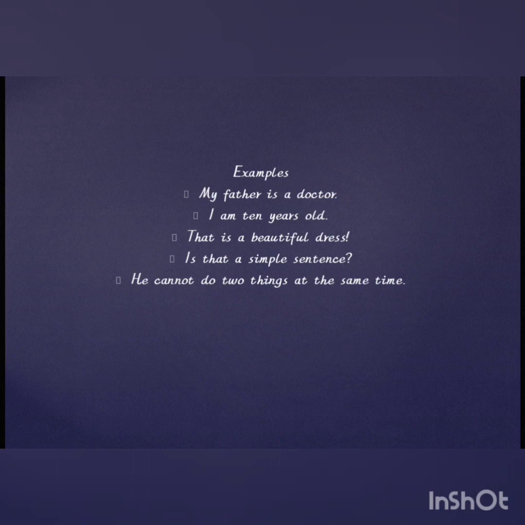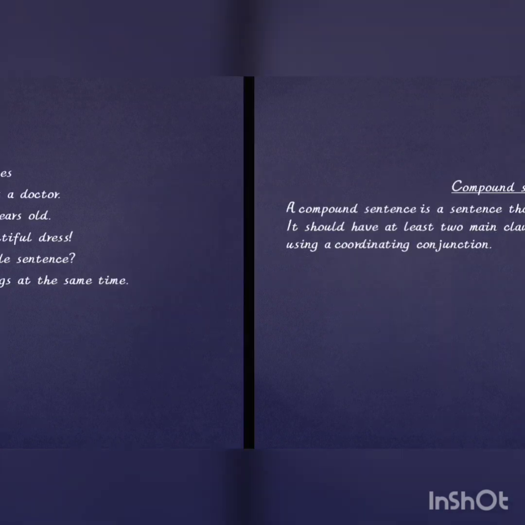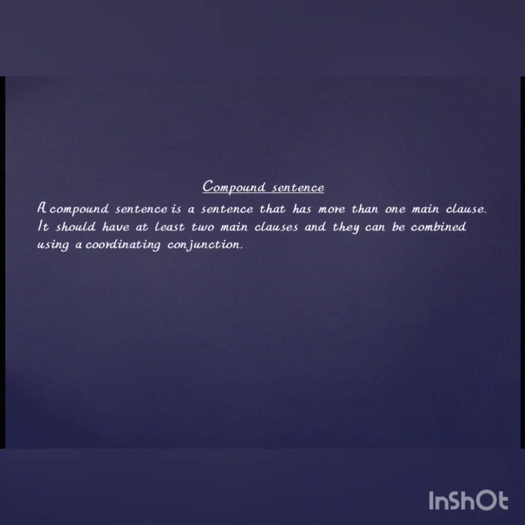So follow the examples. Now we'll go to the next kind of sentence, the compound sentence. A compound sentence is a sentence that has more than one main clause. So here we again have only independent clauses, and we are not going to have any dependent clause or subordinate clause. We have more than one main clause in a sentence, which means that the meaning is conveyed in the right way in more than one clause.